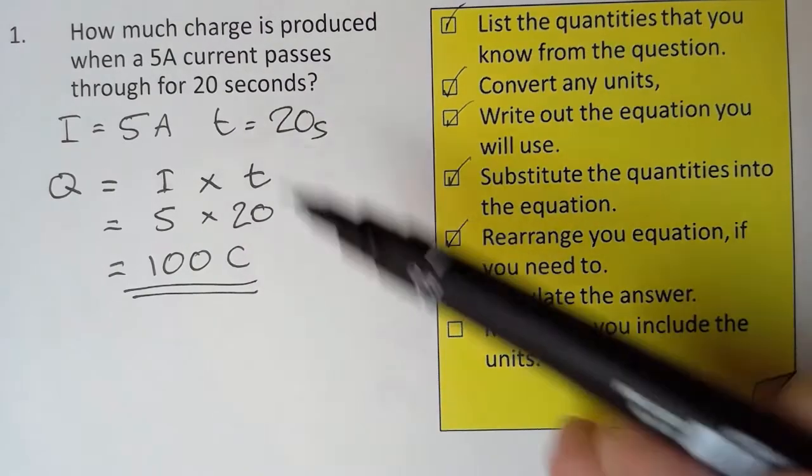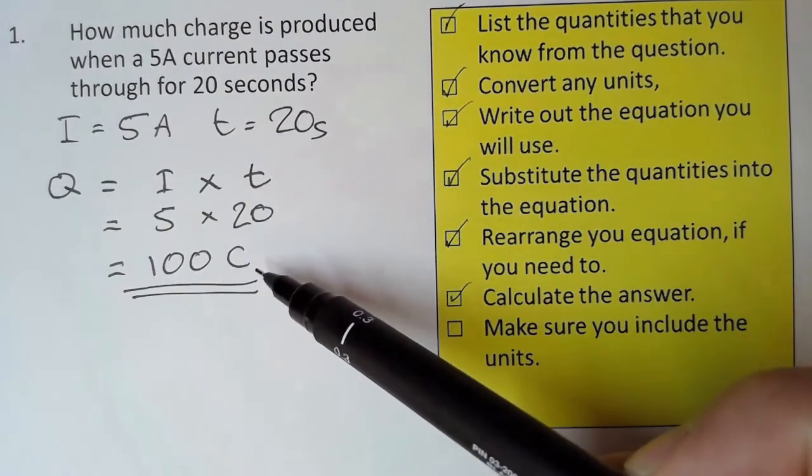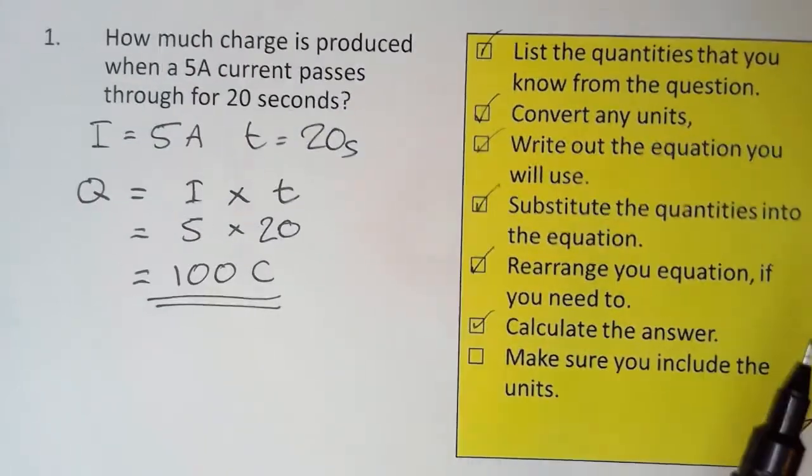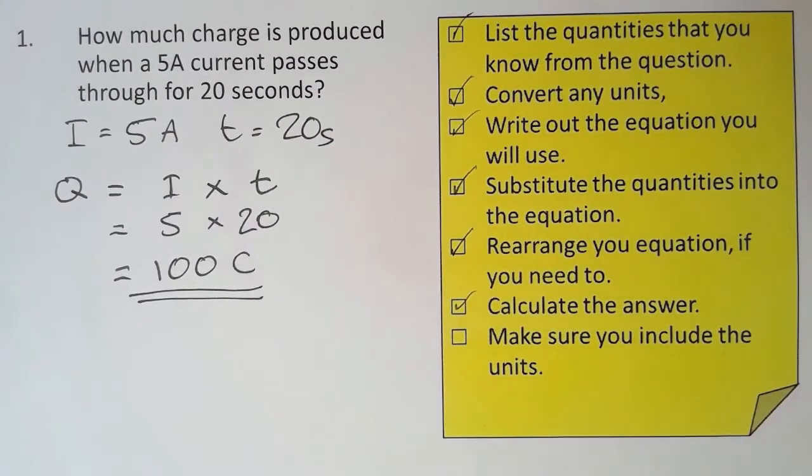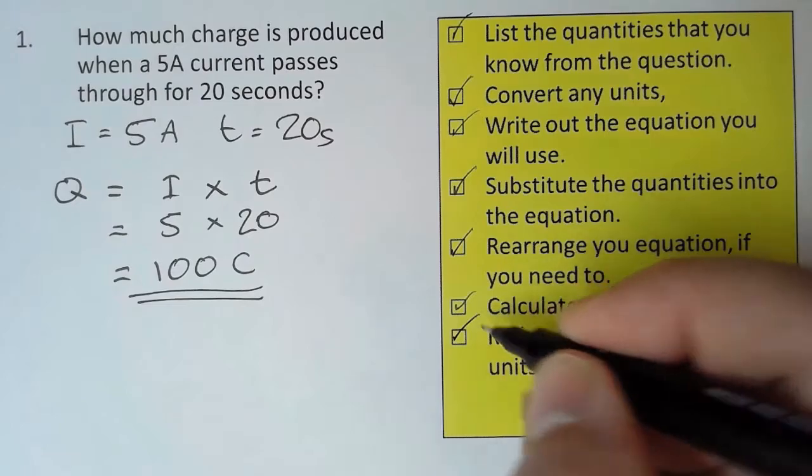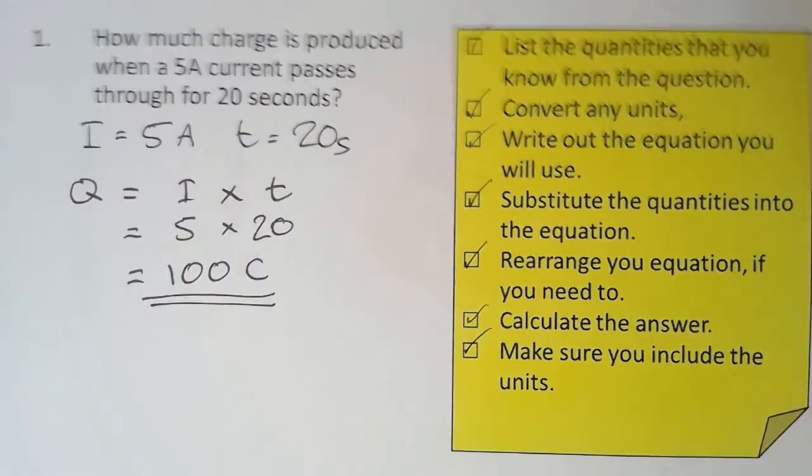So you get a mark for the substitution, a mark for the right answer, and a mark for the units, which would typically be a 3-mark question. And we're done. Let's take a look at another one.